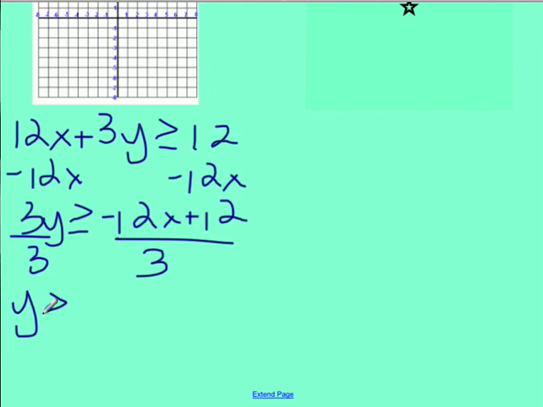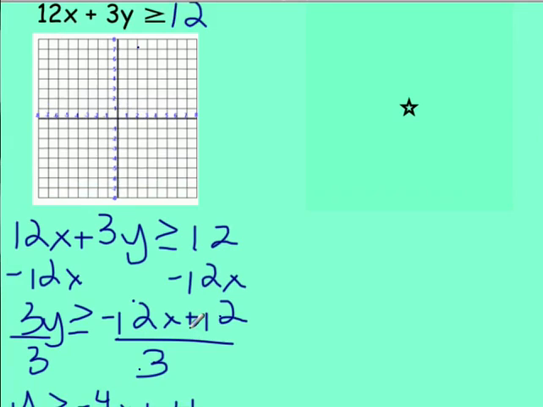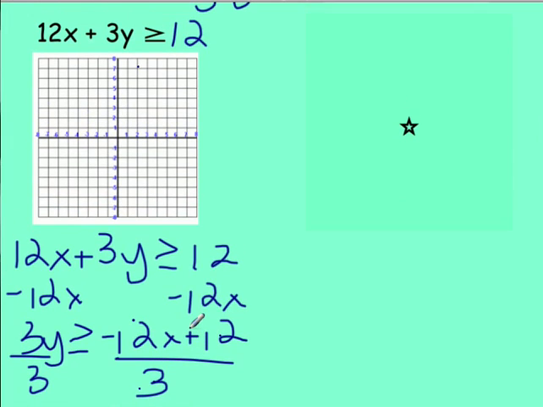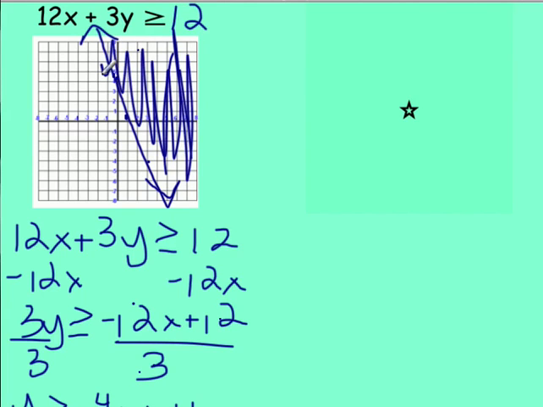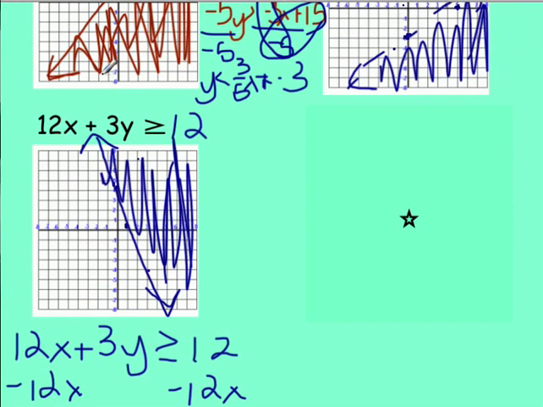Then I get y is greater than or equal to negative 12 divided by 3 is negative 4x. 12 divided by 3 is 4. Okay, so we're crossing the y-axis at 4. And then we're going down 4 over 1. There's a line underneath it, so it's going to be solid. And then the alligator is eating the y, so I'm going to shade up. I pick a spot on the line and I shade up. And I'm going to go ahead and color in where it landed.